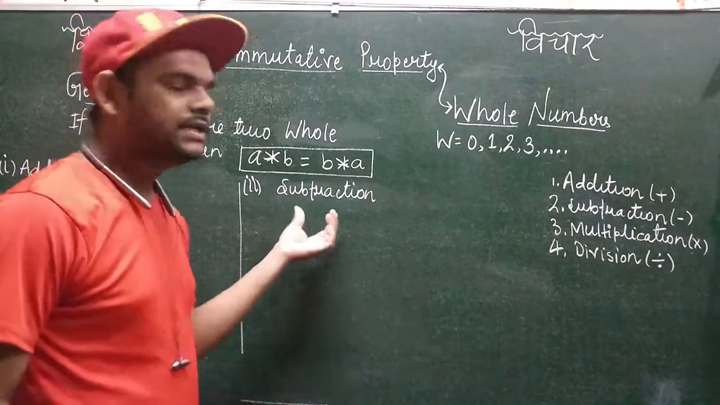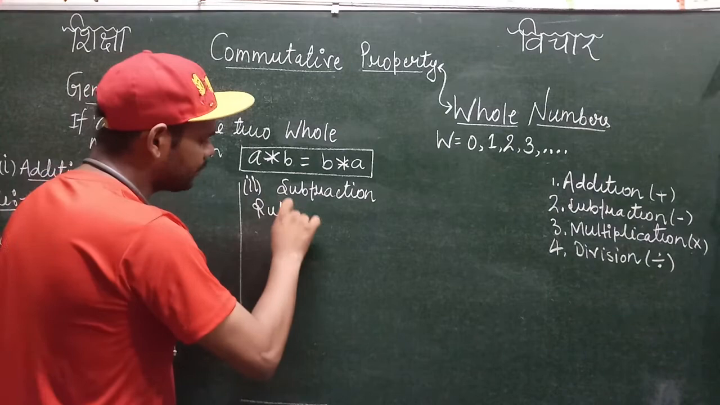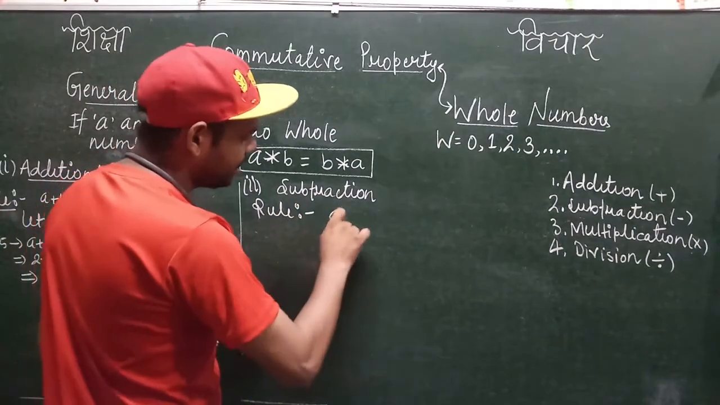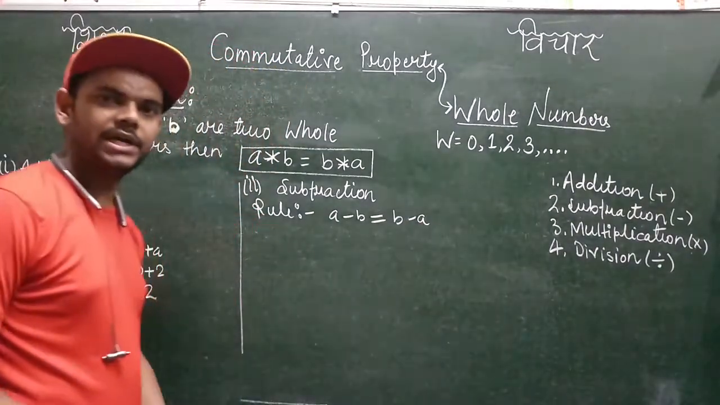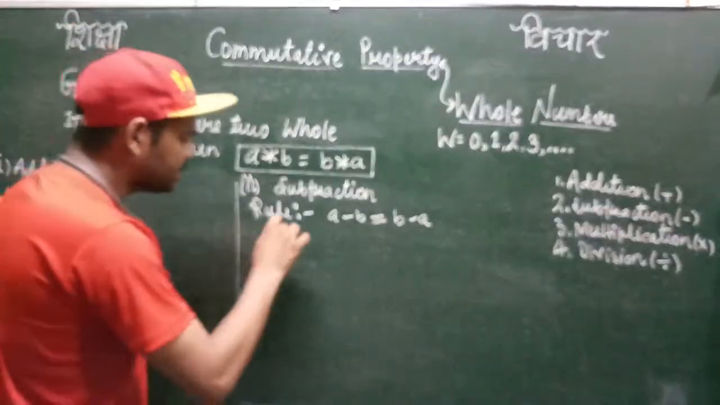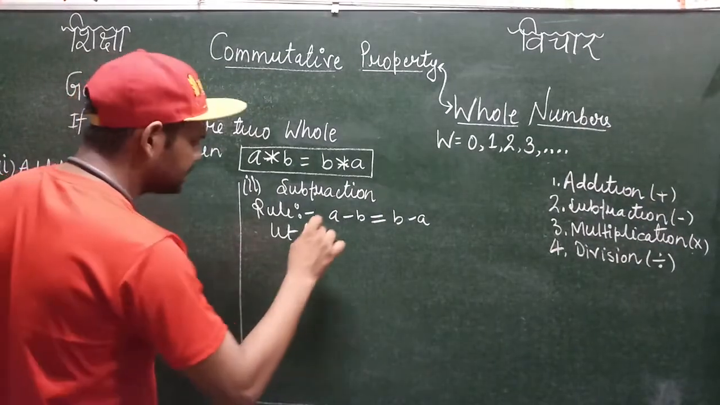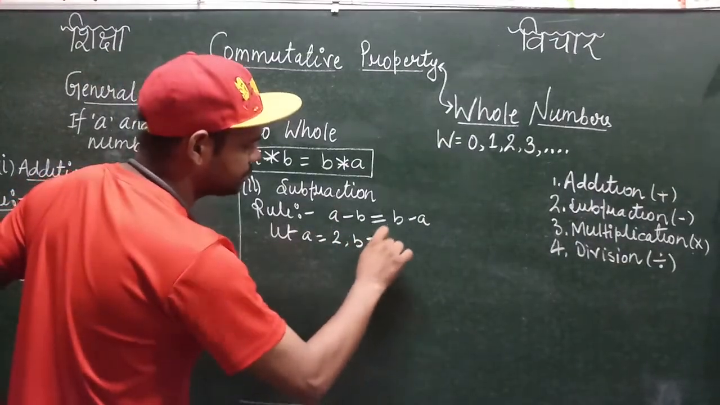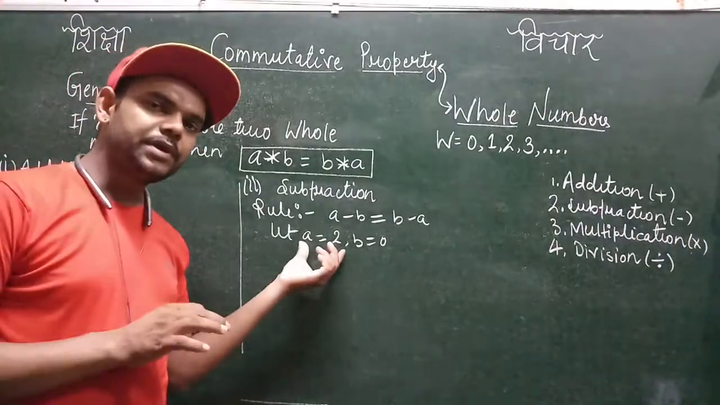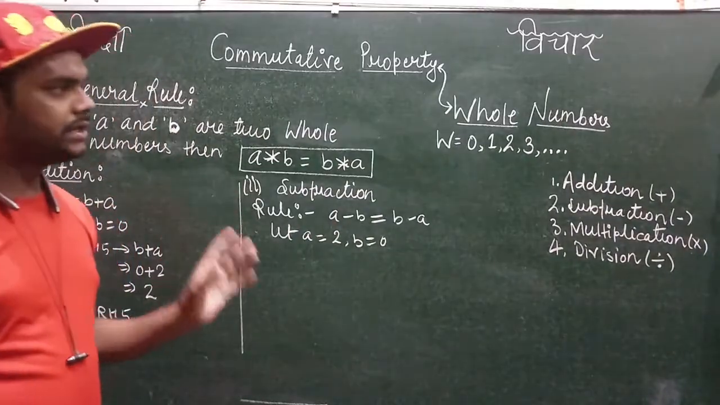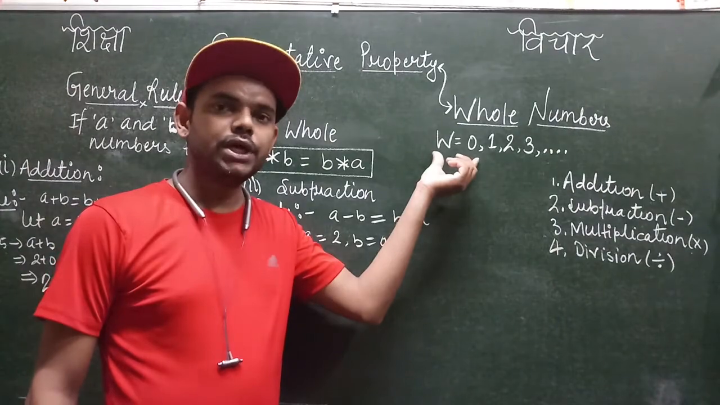Now we discuss the second case, that is subtraction. Again we will define the rule for subtraction. The rule would be A minus B must be equal to B minus A if the property is satisfied. Now again we will take two numbers. Let A equal 2, the same numbers, and B equals 0. You can take other numbers instead, but the required condition is that those numbers should come from the set W, the whole numbers.